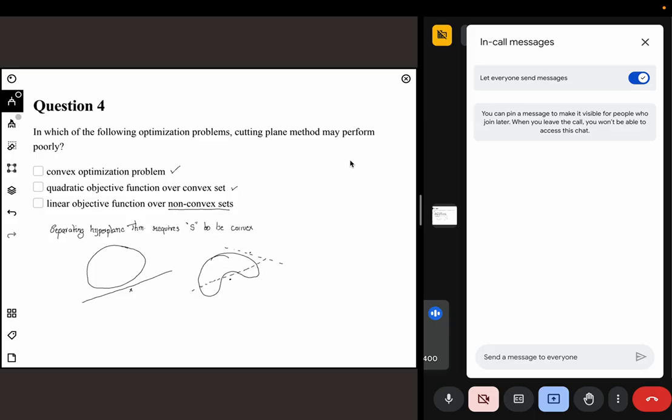The moment you have a non-convex set, depending on your choice of initial guess and how you proceed, if you're somewhere here, you might get lucky, but if you end up here, then you are kind of doomed. This particular technique is not useful. So this is the main point.